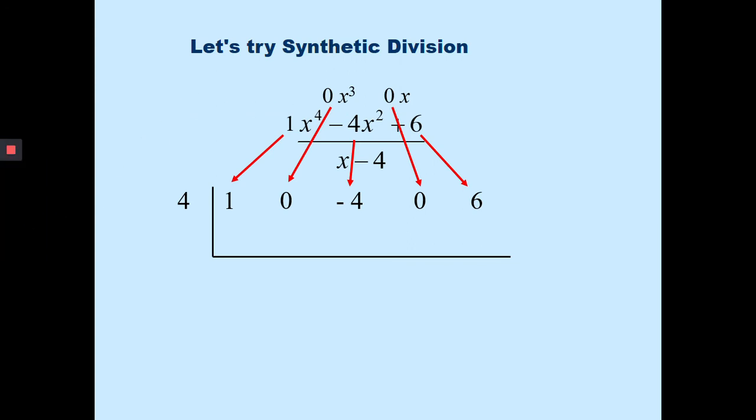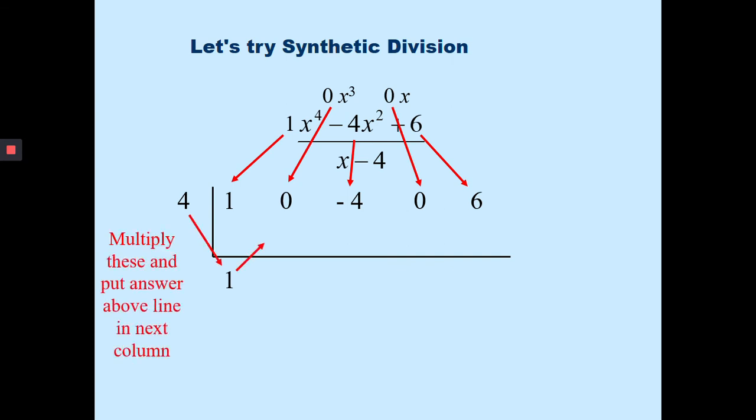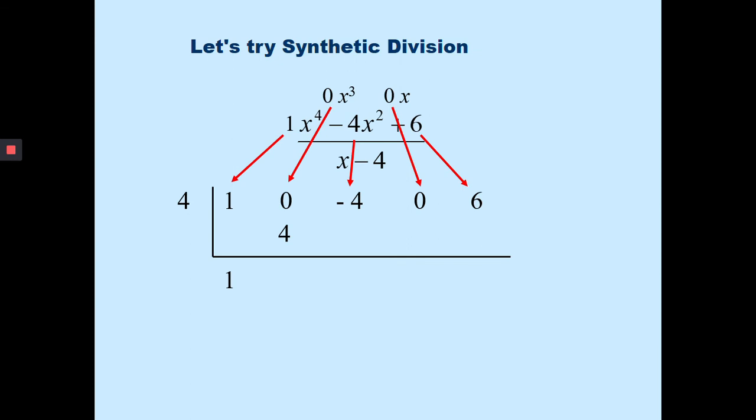So our first step is to bring down our 1, which is the first number. We always bring down the first number. The next step is to multiply 1 by 4. And what we get, we write it above the line. The next step is we add the two numbers in the column. 0 and 4 gives us 4.